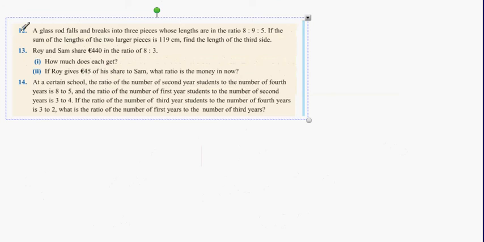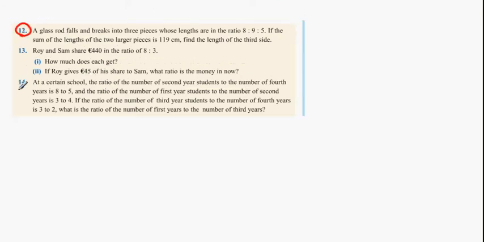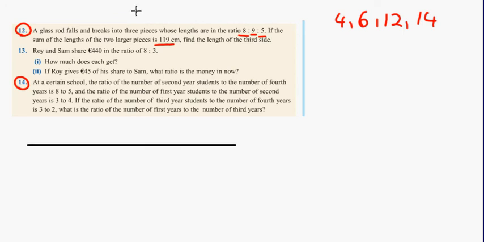So what we'll do here is 12 and 14. So we did 4, 6, now 12 and 14. Okay, a glass rod falls and breaks into 3 pieces whose lengths form the ratio 8 is to 9 is to 5. The sum of the lengths of the 2 larger pieces is 119. Find the length of the third piece. Okay guys, so what I want you to do is treat the full rod. The full rod is of length x.